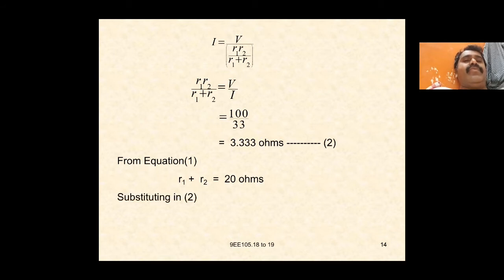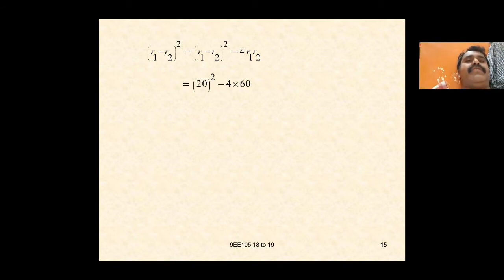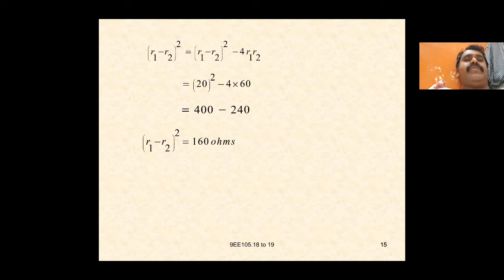Substituting in equation 2, we get R1 R2 divided by 20 is equal to 3.333, so R1 R2 is equal to 60 ohms. So R1 minus R2 whole square is equal to R1 plus R2 whole square minus 4 R1 R2, which is equal to 20 square minus 4 into 60, that is 400 minus 240. So R1 minus R2 whole square is equal to 160. So R1 minus R2 is equal to the square root of 160, that is 12.6 ohms.